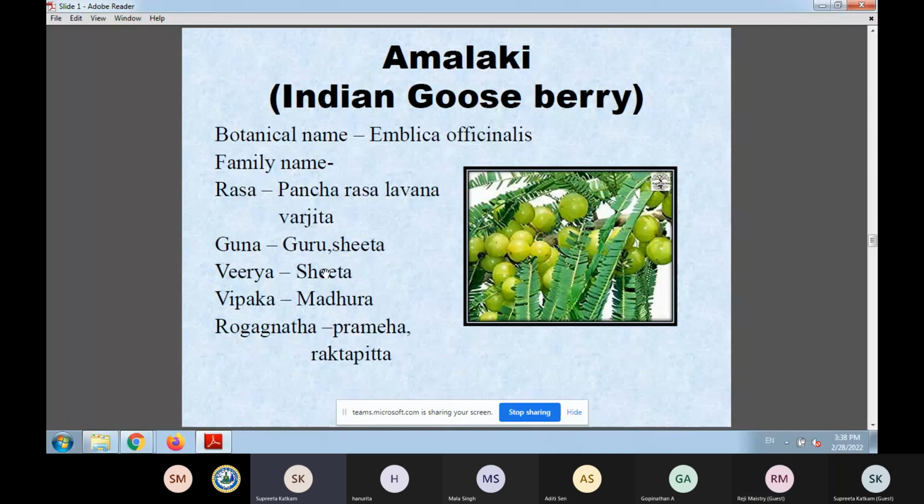Is anybody aware of Trifala Churna? Yes, ma'am, I've heard of it. There are three fruits in that. One fruit is this amla fruit, the Indian gooseberry fruit. Haritaki, Amla and Bibhitaki. So this amla is one of the ingredients of the Trifala fruits.